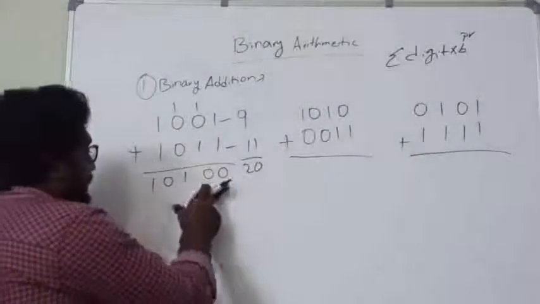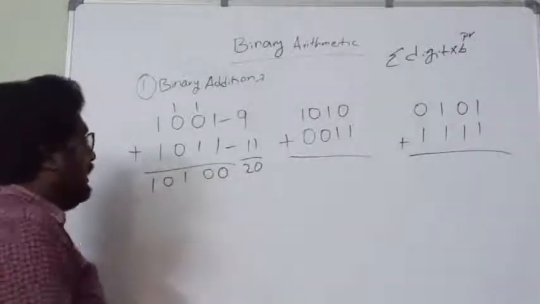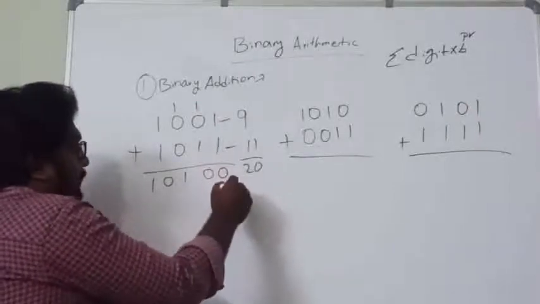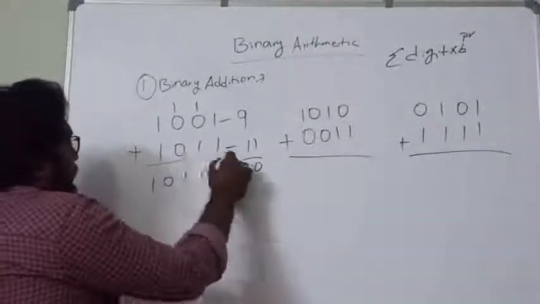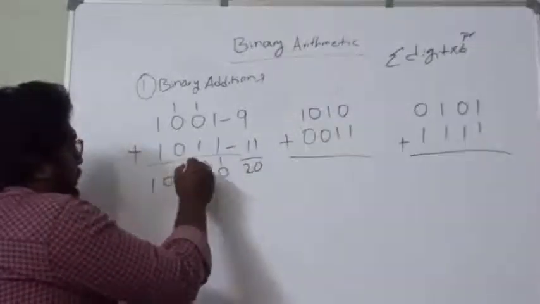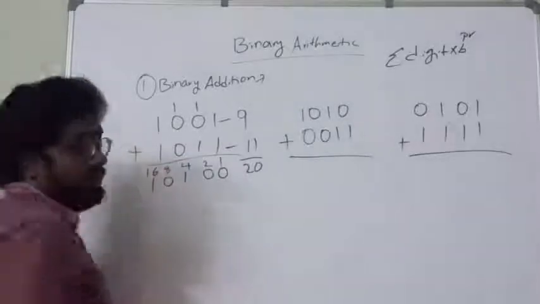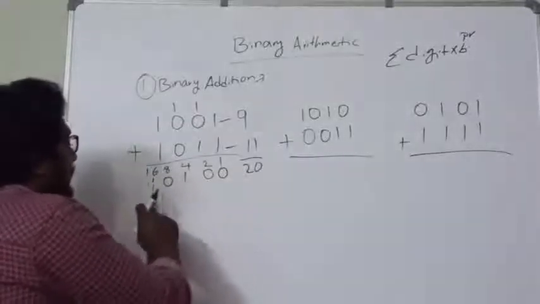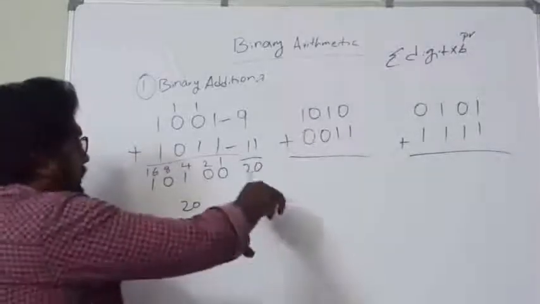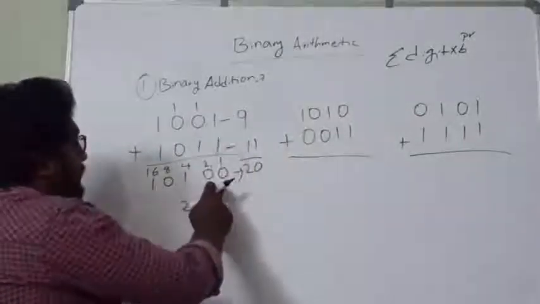Now let us check whether this number is the equivalent for the decimal number 20. Here we have 5 digits. 2 power 0 is 1, 2 power 1 is 2, 2 power 2 is 4, 2 power 3 is 8, and 2 power 4 is 16. We add where 1 is there, so 16 plus 4 is equivalent to 20. So we got the binary equivalent for the decimal number 20. The addition operation will be performed like this.